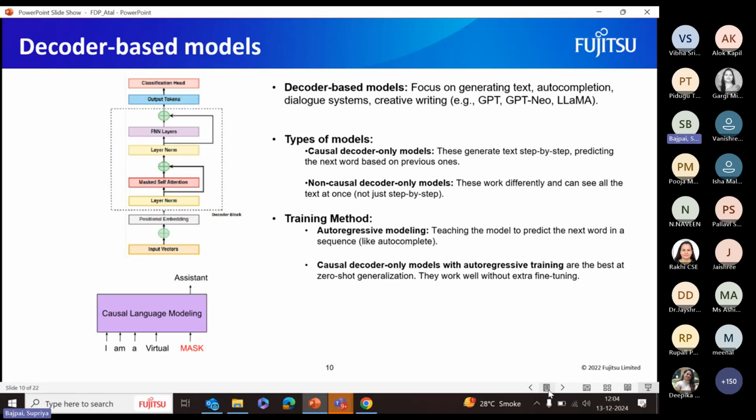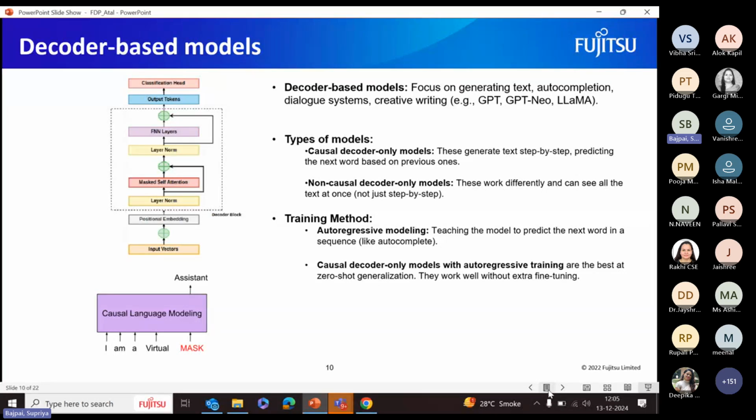Now, there are two types of these decoder based models. The first is the causal decoder only models, and the second is the non-causal decoder only models. A causal decoder only model generates text step by step, predicting the next word based on what it has already generated. For example, if the input is "I am a virtual" and the next word is masked, it will predict that the next word should be "assistant", depending on the given words before it.